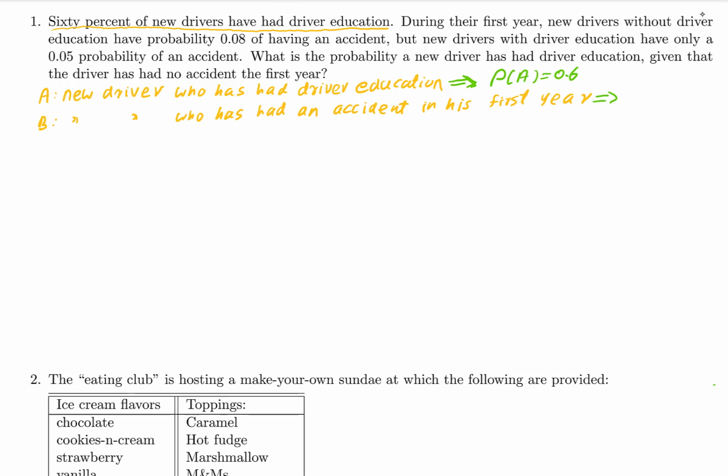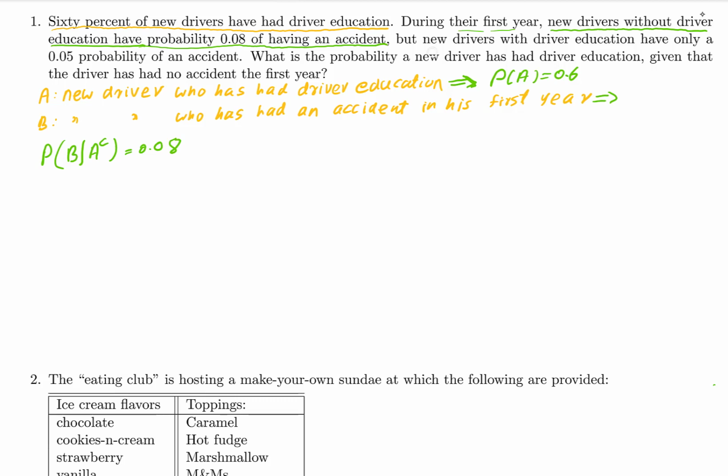Right. Now write down the probabilities we have. What are the given probabilities? Again, read this. During the first year, new drivers without driver education have probability 0.08 of having an accident. So, who is having an accident? That is the probability of B. Then given what? We already know the new driver is without driver education. A new driver who has had driver education is A. Therefore, this should be A complement. This equals 0.08.